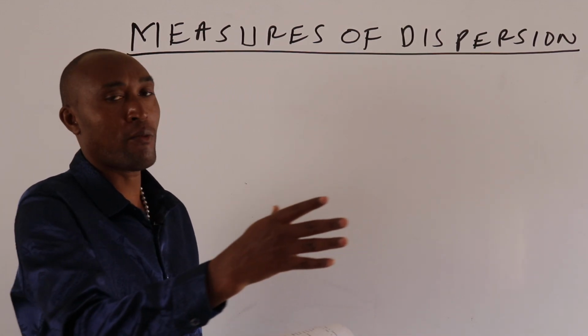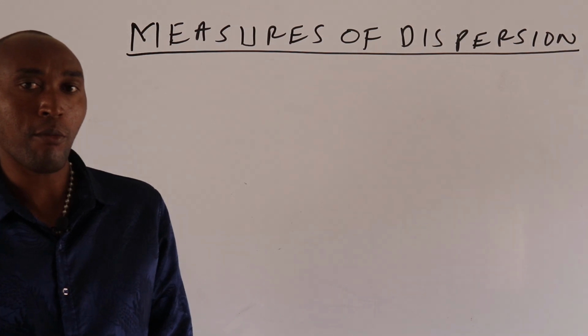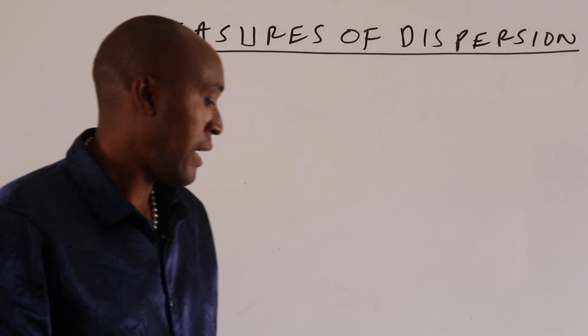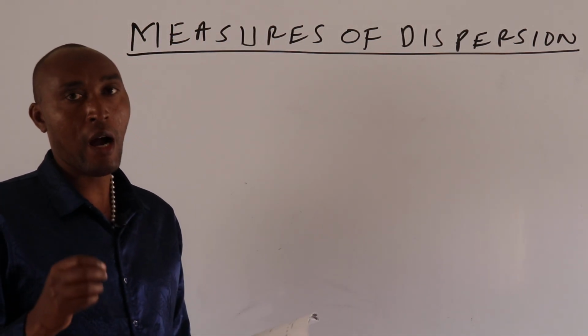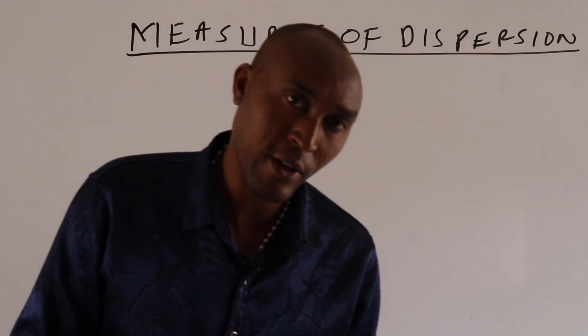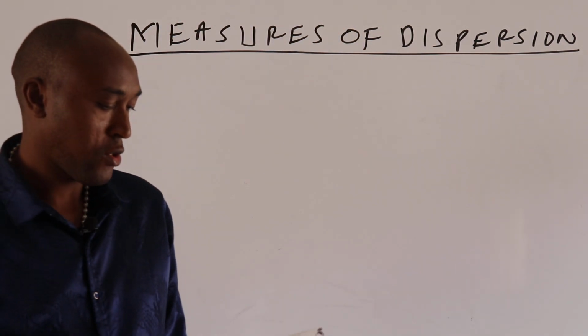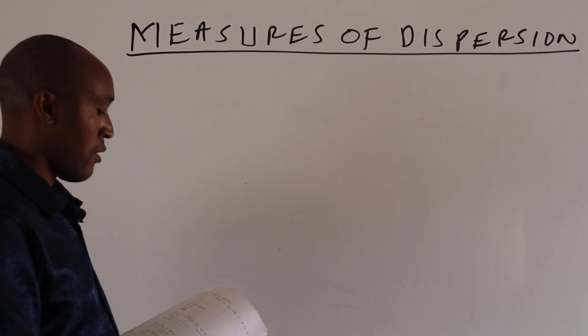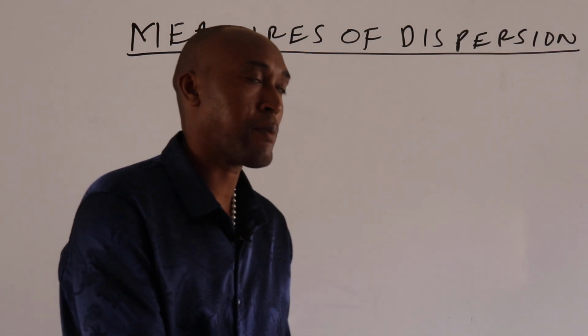The word dispersion basically comes from the word disperse. That's why we are saying it is a measure of how spread out a set of data is. From there we are going to look at methods of measuring dispersion.